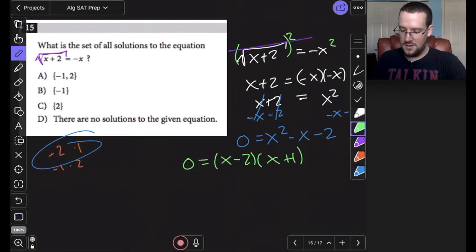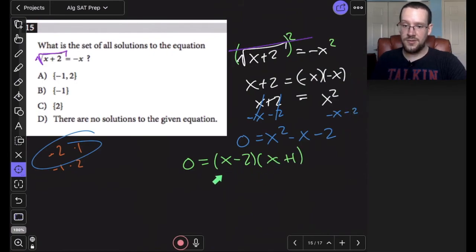These two things are both numbers, and so it's going to be 0 is equal to this thing times that thing. So there's got to be some multiplication here. That means this has to be equal to 0, or this has to be 0, or they both have to be 0. So I'm going to solve for both of them being equal to 0.